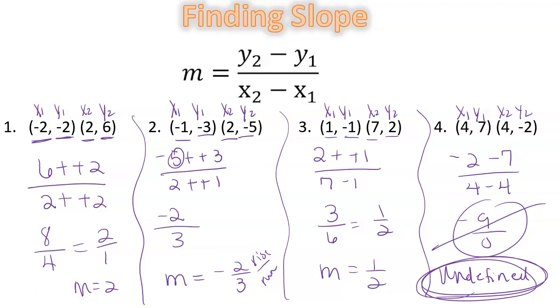Okay? If you pull up your calculator on your phone right now and you put in negative 9 divided by 0, it's probably going to say error because it can't be done. Or if you ask Siri, what's negative 9 divided by 0, she's going to explain to you that you can't divide by 0.